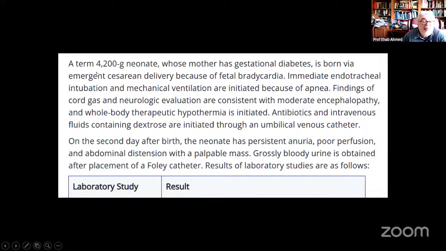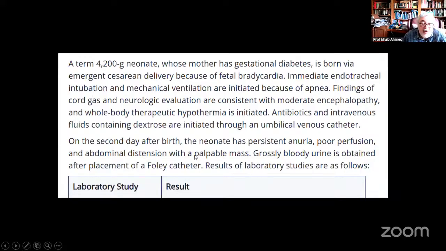So this is a term, 4,000 gram baby. Mom had gestational diabetes, born via C-section because of fetal bradycardia, and the baby was intubated and mechanical ventilation started. Findings of cord gas and neurologic examination are consistent with moderate encephalopathy, and whole body therapeutic hypothermia is initiated. Antibiotics intravenous, and so on. On the second day after birth, the neonate has persistent anuria. This is one important key point. Poor perfusion. Baby started to be shocky. Abdominal distension. Oh, the baby is very sick and there is something wrong in the abdomen. Palpable mass. Oh.